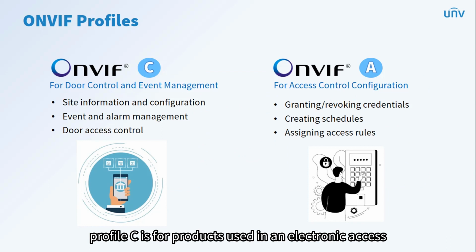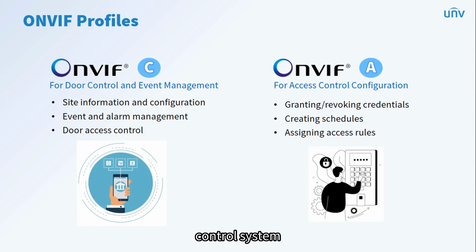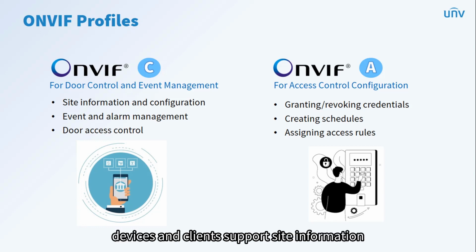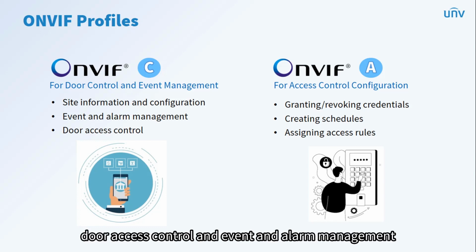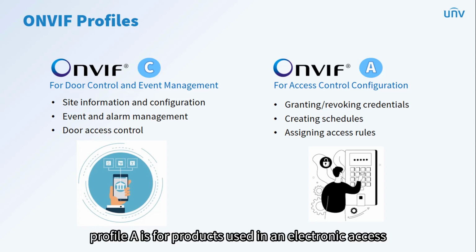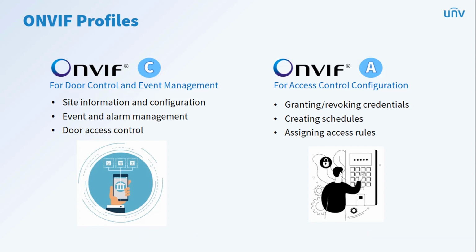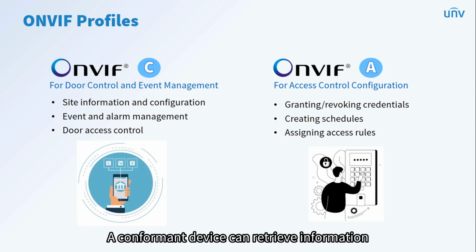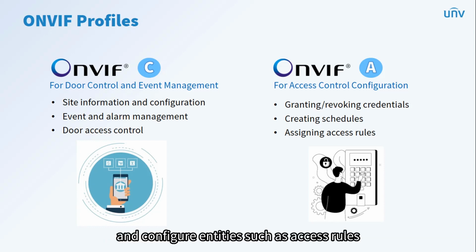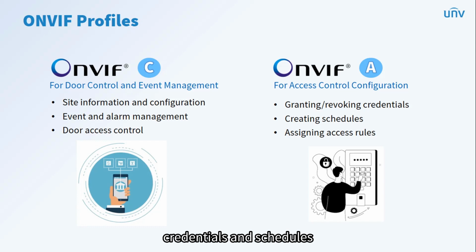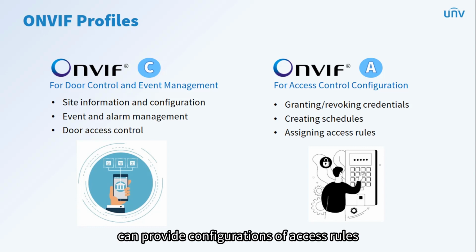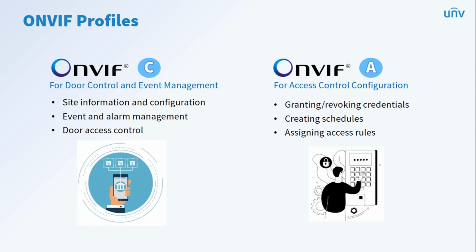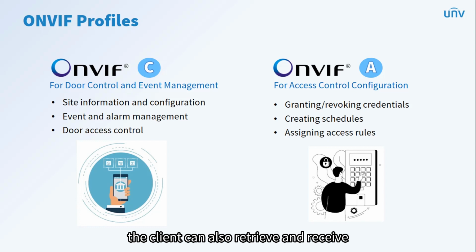Profile C is for products used in an electronic access control system. Profile C conformant devices and clients support site information, door access control, and event and alarm management. Profile A is for products used in an electronic access control system. A Profile A conformant device can retrieve information, status and events, and configure entities such as access rules, credentials, and schedules. A Profile A conformant client can provide configurations of access rules, credentials, and schedules. The client can also retrieve and receive standardized access control related events.